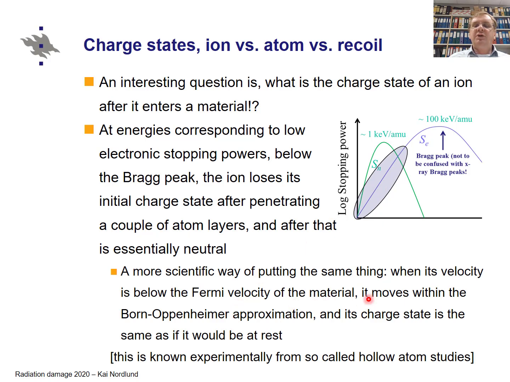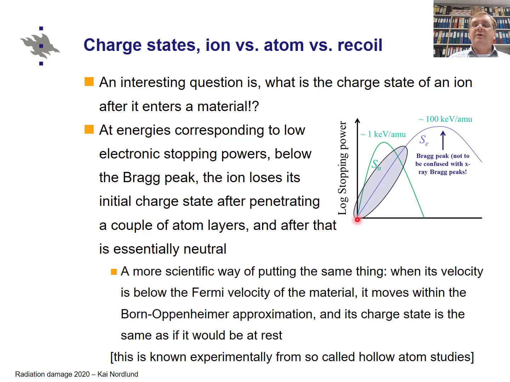One can put this a bit more scientifically by saying that when the velocity is below the Fermi velocity, which in this graph is roughly somewhere here, below the maximum, the electrons have time to neutralize. That is, the Born-Oppenheimer approximation of quantum mechanics applies, and then it will have these charge states as if it would be at rest.